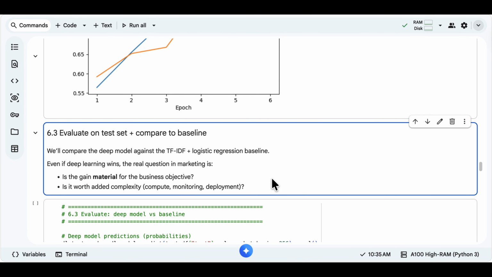Even if a deep model looks impressive during training, the important question is whether it beats a simpler alternative on unseen data in a way that matters for the business objective. Complexity only earns its keep when it delivers meaningful lift.